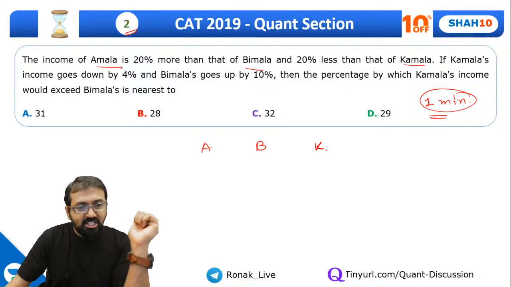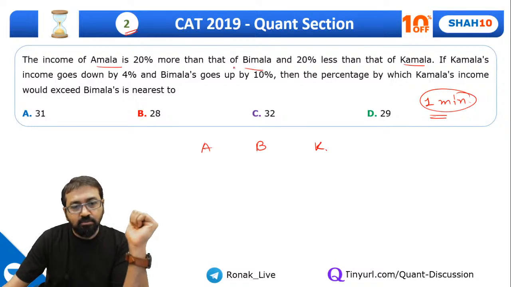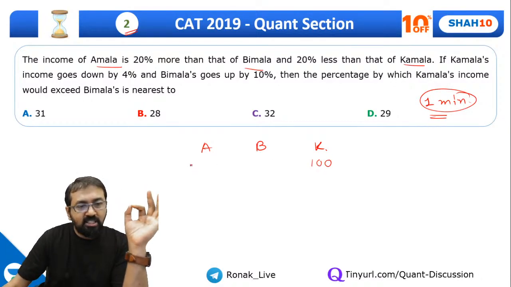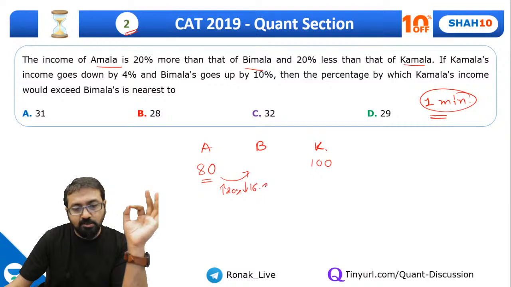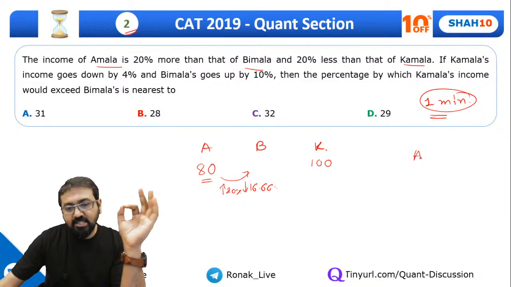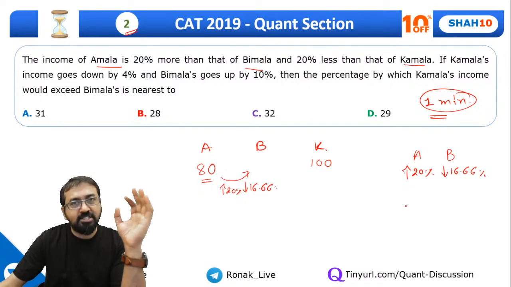Fine guys, so it is mentioned Amla's income is 20% more than that of Bimla and 20% less than that of Kamla. Let me start with Kamla's income as 100. Amla's will be 20% less than this one, so this will come out to be 80, and this 80 is 20% more than Bimla's. So of course Bimla's value should be 16.66% less. If A is 20% more than B, then B should be 16.66% less than A. There is a pair of percentages.